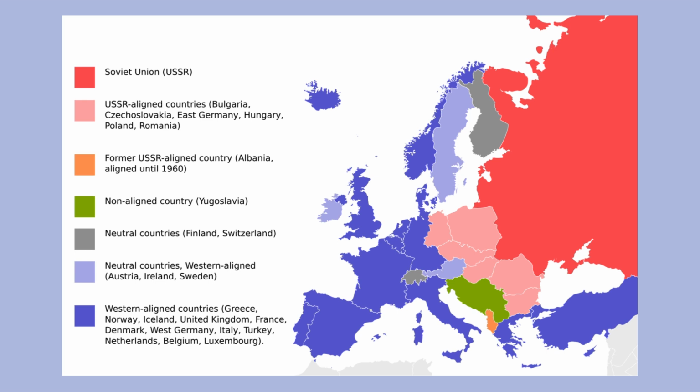The other countries, the Western aligned nations, are in the darker bluish purple. Some countries are neutral, but they're usually on the side of the West. And then there are other colors that explain different states as well. So the curtain would be separating the pink from the blue.